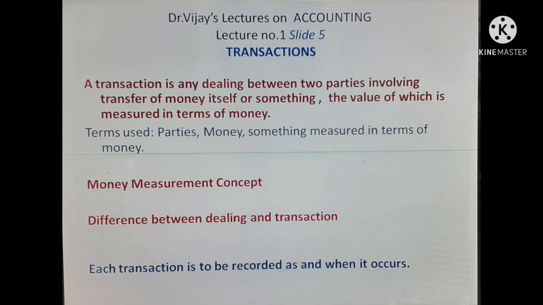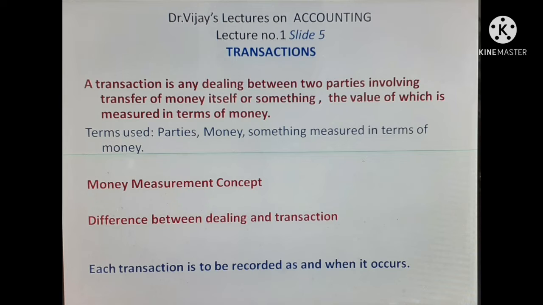One more thing to be said regarding transactions. We have seen a transaction is a dealing between parties. A dealing may be a transaction by itself, or a dealing may involve 2 or more transactions. Where you are purchasing something and making payment instantly, that dealing itself is a transaction. Where you are purchasing goods for $1,000 today and promising to make payment after 1 month, and you are making the payment as promised, then there are 2 transactions.